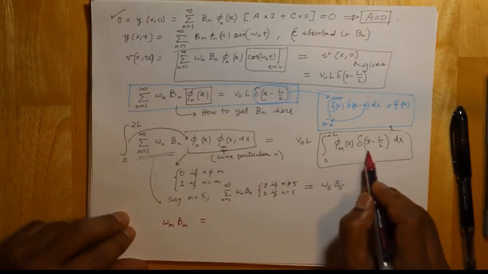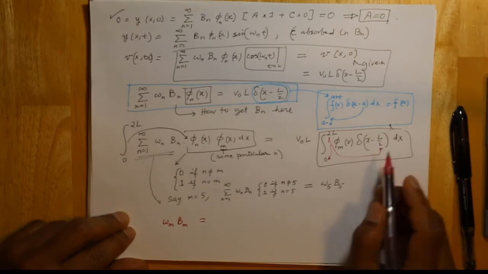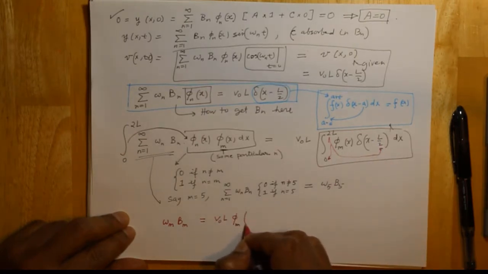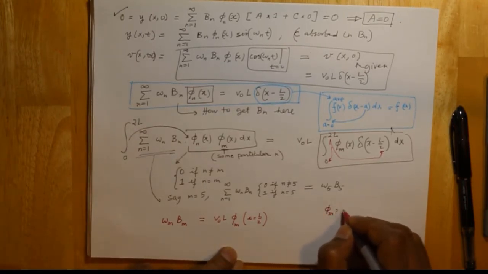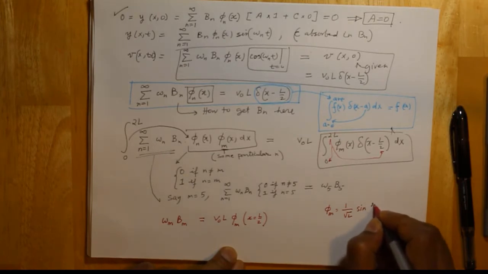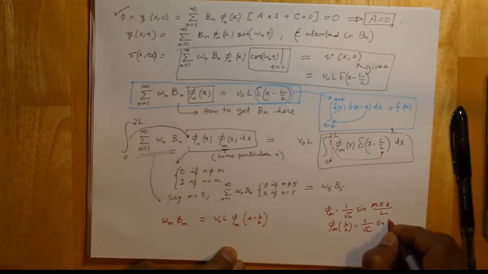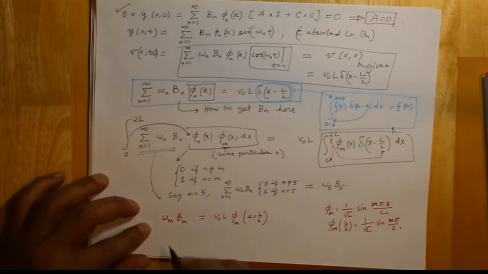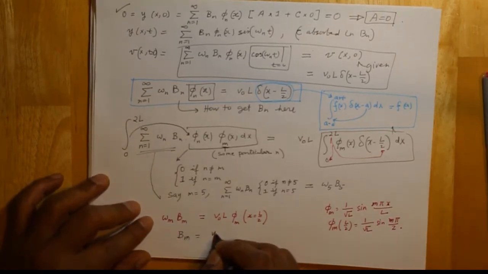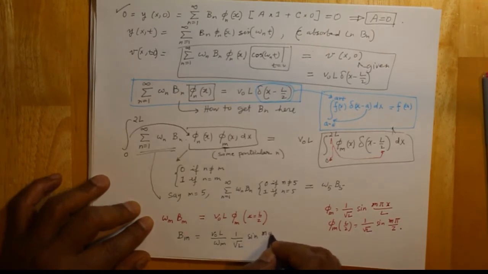On the right side, L over 2 is inside this range. So I'm going to get this function's value at that point: v0 L phi m at x equals L over 2. Well, phi m is 1 over square root of L sine m pi x over L. So phi m at L over 2 is 1 over square root of L sine m pi over 2. So bm equals v0 L over omega m, times 1 over square root of L, sine m pi over 2.